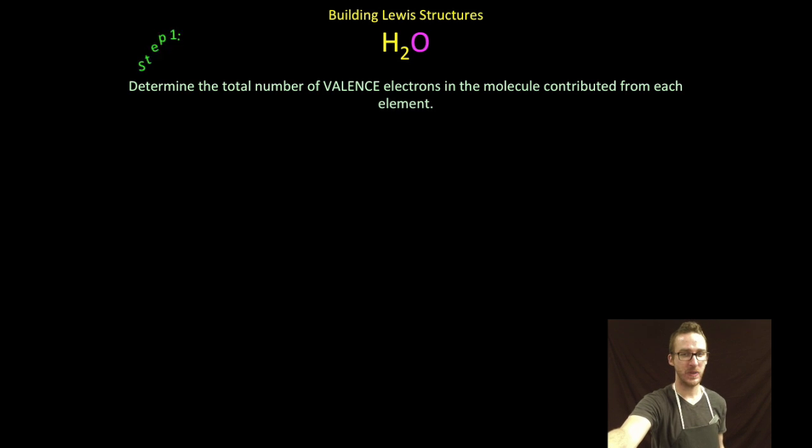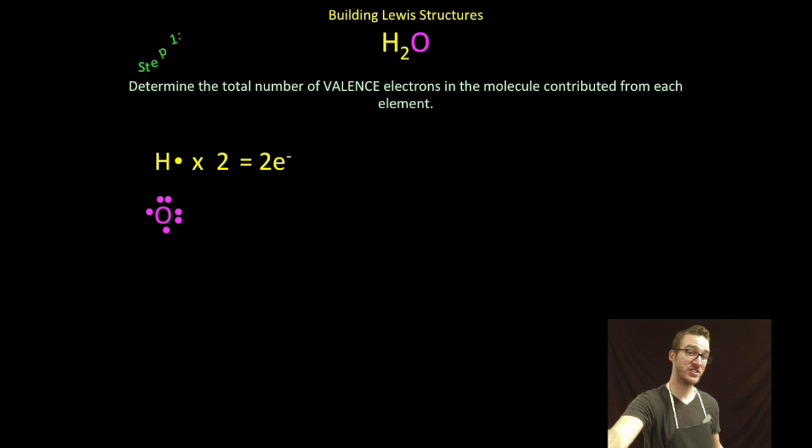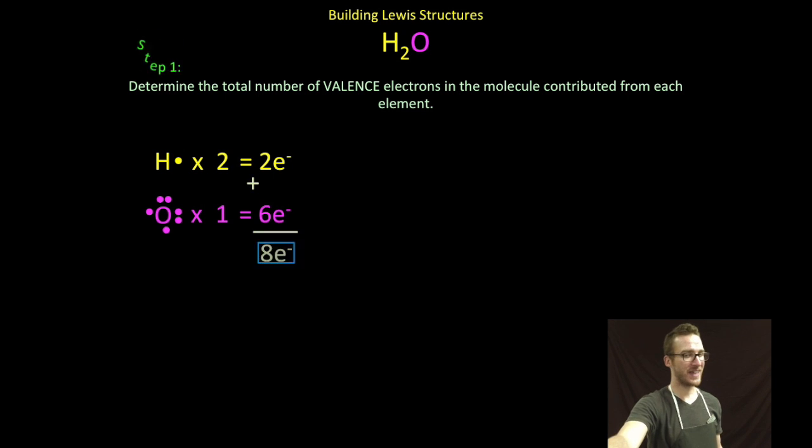Step 1. Determine the total number of valence electrons in the molecule contributed from each element. Hydrogen, it's got 1 valence electron. Oxygen, 6 valence electrons. Keep in mind, we've got 2 atoms of hydrogen, each contributing 1 valence electron, for a total of 2 valence electrons contributed for this molecule. Oxygen, on the other hand, we've only got 1 atom of oxygen, but each atom has 6 valence electrons, so 6 contributed from our oxygen. Total, we add them together, 8 total valence electrons contributed from all of my atoms in this molecule.